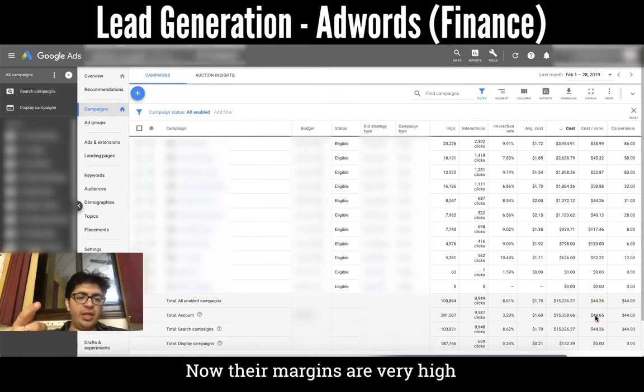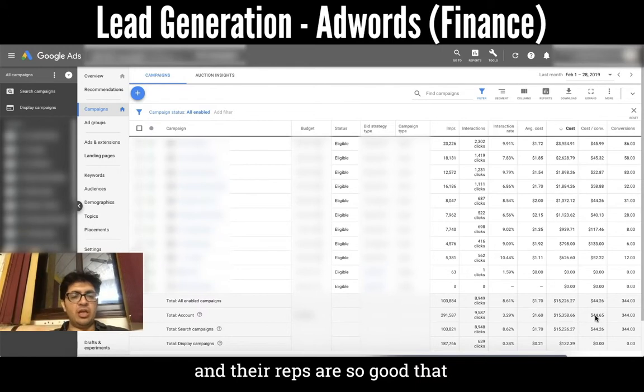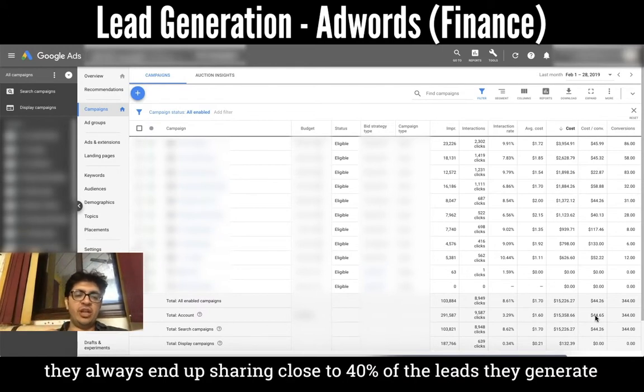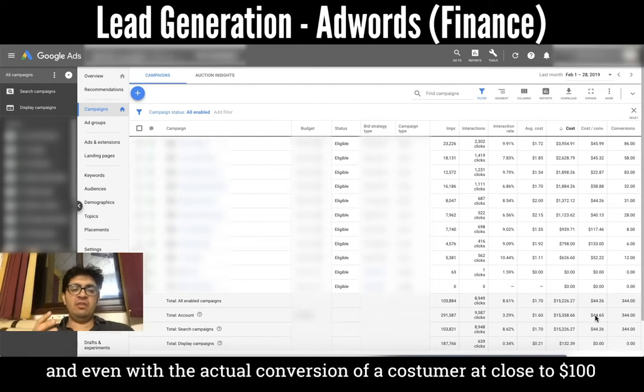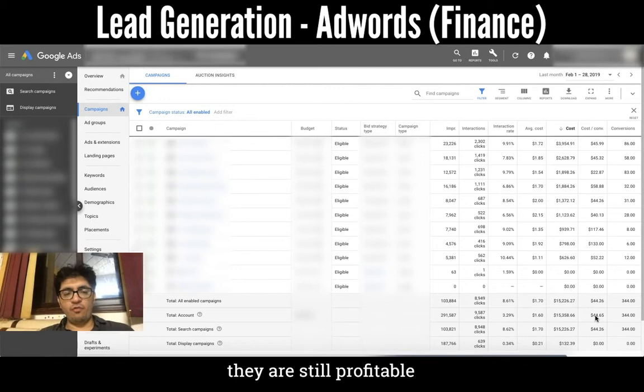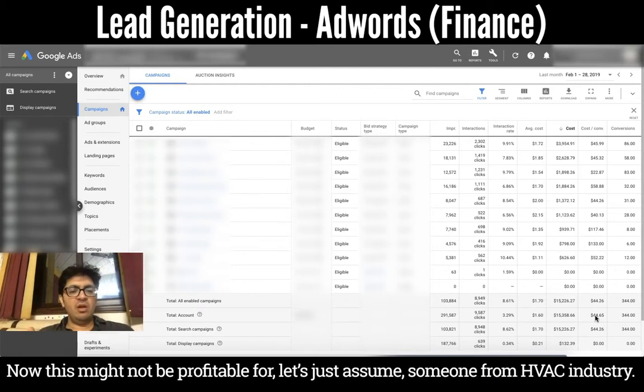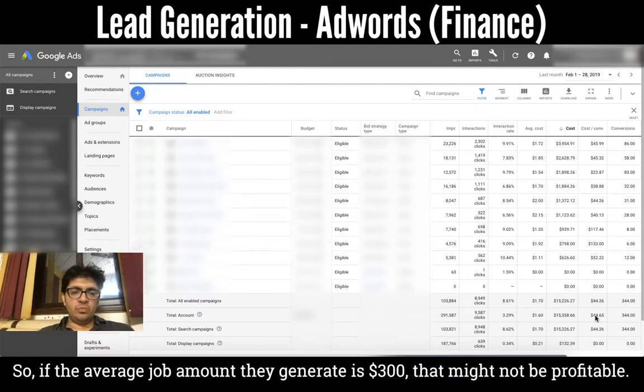Now their margins are very high, and their reps are so good that close to 40% of the leads that they generate become their end customers, which means that even with a high cost of acquisition of $44, and even with the actual conversion of a customer at close to $100, they are still profitable. Now this might not be profitable for someone from, let's assume, the HVAC industry. So if their average job amount is $300, they might not be profitable.